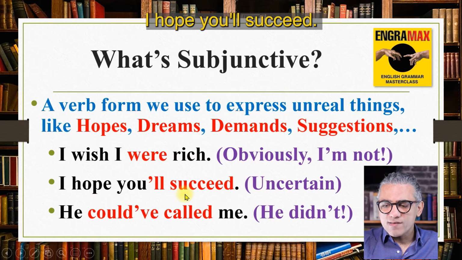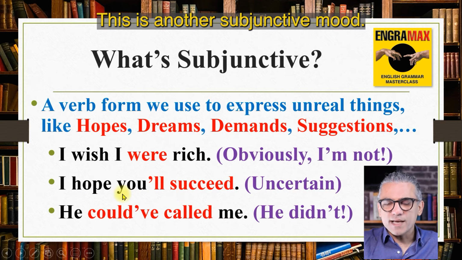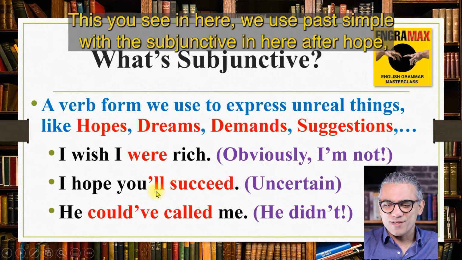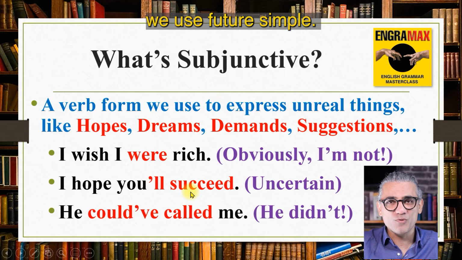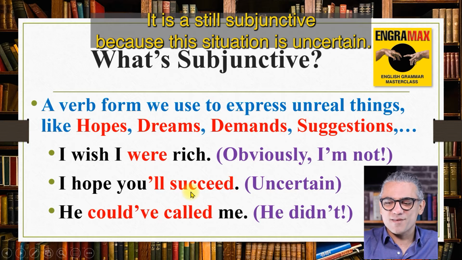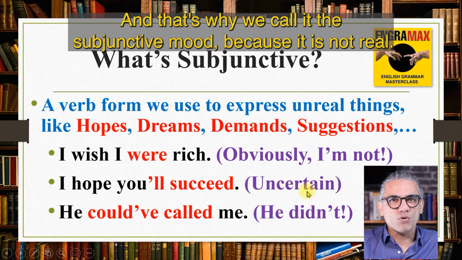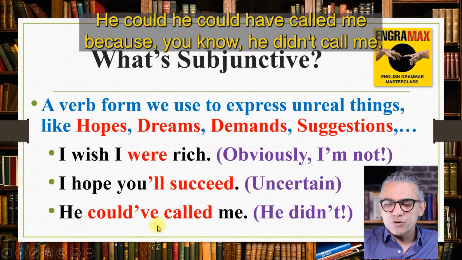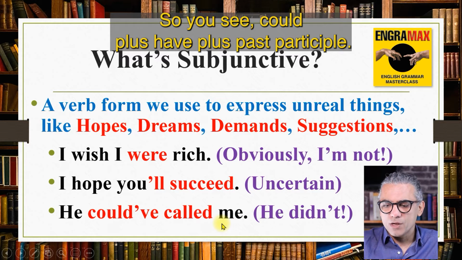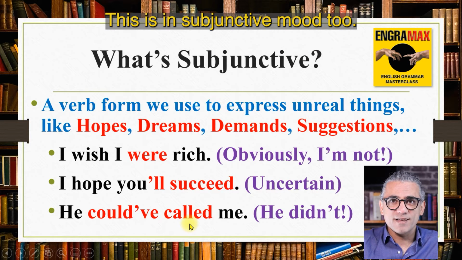I hope you'll succeed. This is another subjunctive mood. Here we use past simple, it is subjunctive. Here, after hope, we used future simple, it is still subjunctive, because this situation is uncertain. That's why we call it a subjunctive mood, because it is not real. He could have called me, because he didn't call me. You see, could plus have plus past participle. This is in subjunctive mood too.